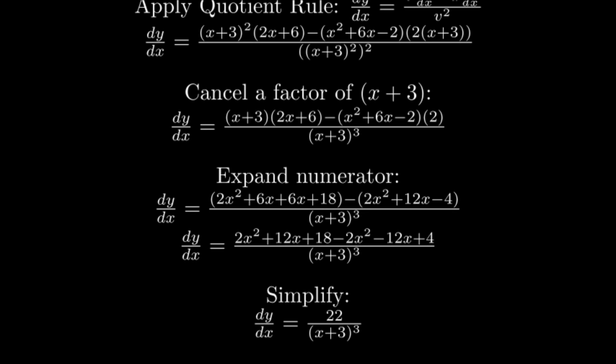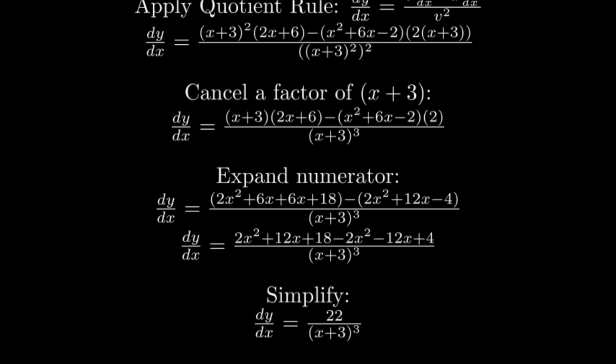Let me check the book's substitution step. I see the book has the terms in a different order in the numerator. Let's follow the book substitution exactly. It seems to have u v prime, v u prime. Let's reevaluate. The formula is v u prime minus u v prime. So (x plus 3) squared times (2x plus 6) minus (x squared plus 6x) times 2(x plus 3). The book substitution is correct.